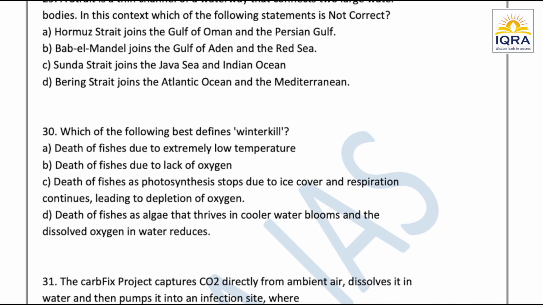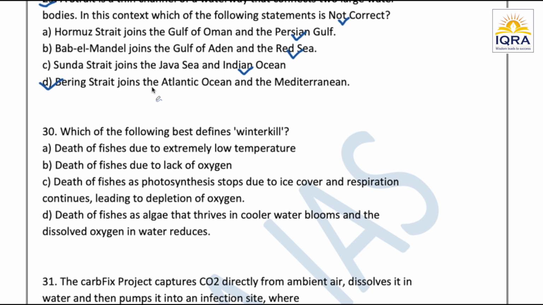Question number 29. A strait is a thin channel of waterway that connects two large water bodies. In this context, which of the following statement is not correct? Remember, we have to find out which of the statement is not correct. Statement 1 says, Hormuz Strait join Gulf of Oman and Persian Gulf. It is a correct statement. Statement 2 says, Bab-el-Mandeb joins Gulf of Aden and Red Sea. Correct. It is again a correct statement. Statement C says Sunda Strait joins Java Sea and Indian Ocean. Again correct.